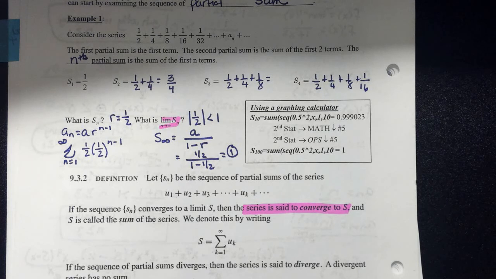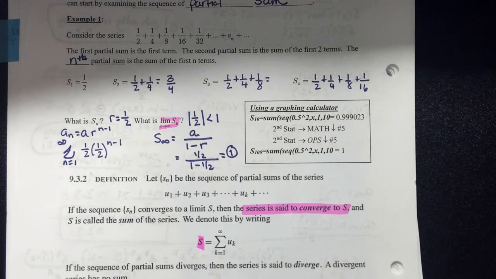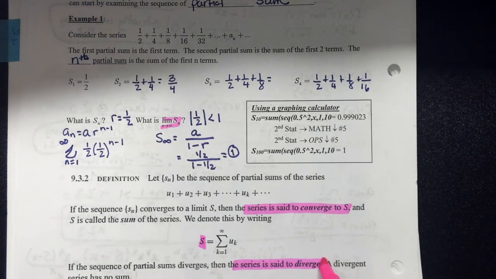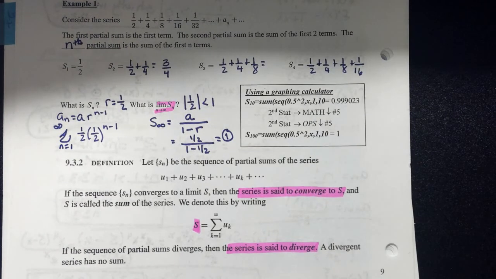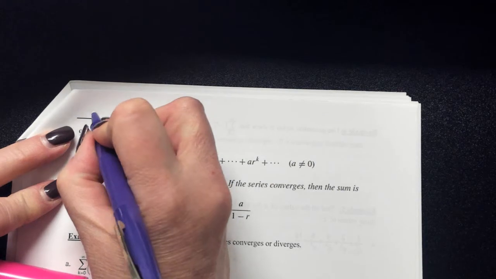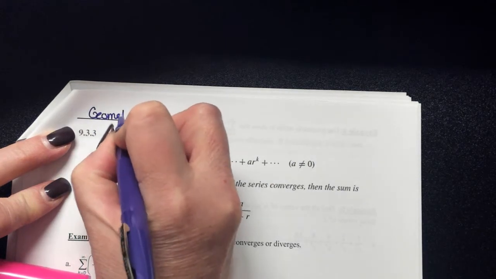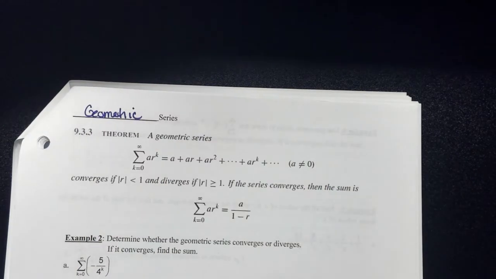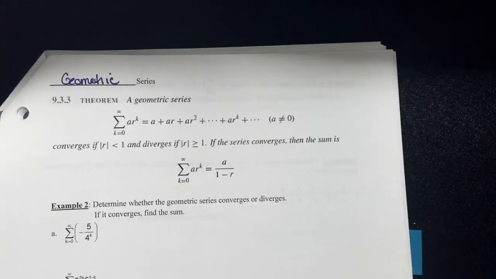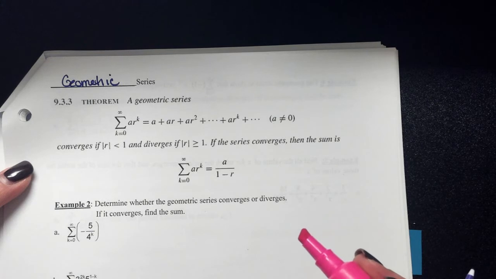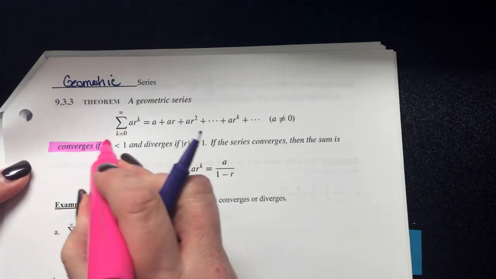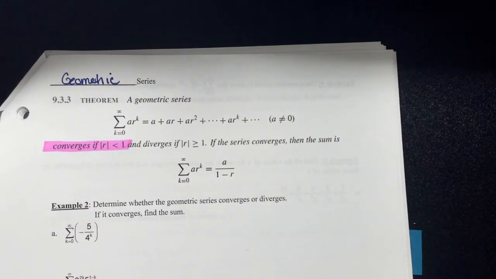So again, the S is standing for the sum. And again, if the sum cannot be found, we say the series is going to diverge. All right, so if you can't find the sum, we say that the series is going to be divergent. All right, so let's again talk about your geometric series. Like I just mentioned, if you have a geometric series, it will converge if the absolute value of your common ratio is less than 1.